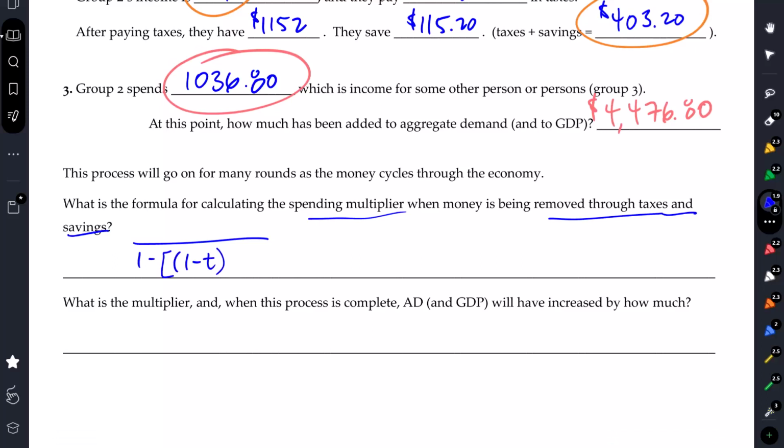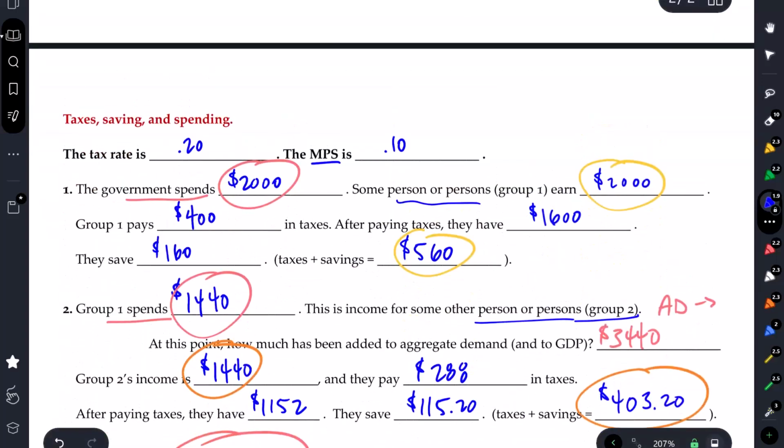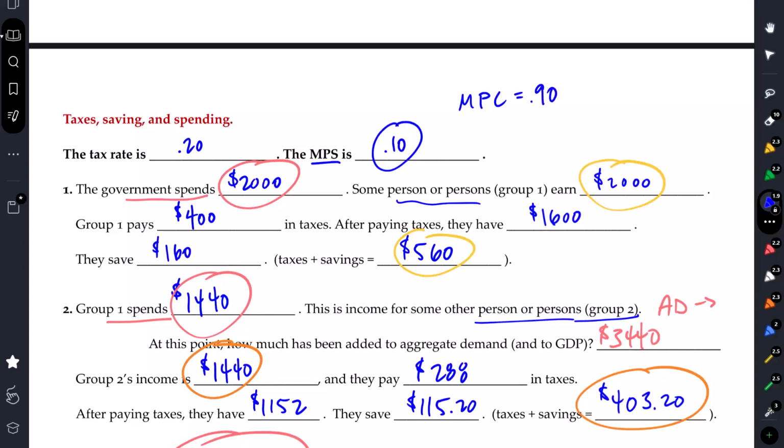Okay, so 1 minus our tax rate times what we call the marginal propensity to consume, 1 over all of that. Now, we said that the marginal propensity to save was 10%, so therefore the marginal propensity to consume, that is just how much of the next dollar that you earn, or in this case, all the dollars that are earned in this example, are you going to spend. So if you're saving 10%, then your marginal propensity to consume is going to be 90%.